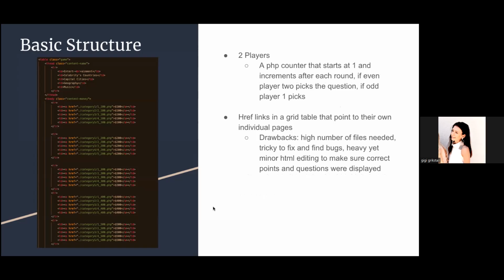So this is just a brief overview of how we set up our main game grid. We just have a table element that has our different categories and then our different levels for points. And inside of each table data element, we have a link that will link it to our next question.